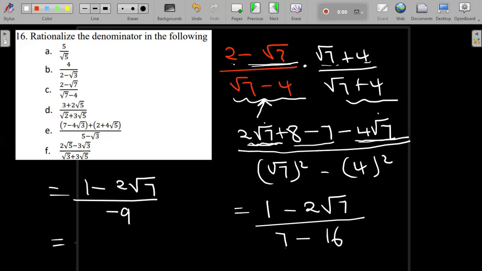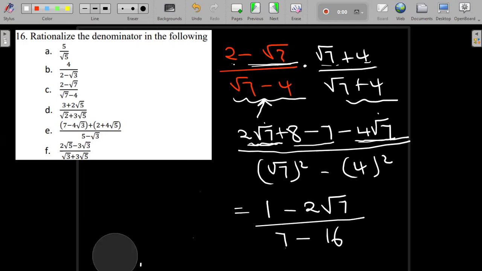Okay, so it means our final answer, you can leave it here if you want. You've rationalized the denominator. If you want, you can say divide by this minus 9 into the 1 and this minus 9 into the minus 2 root of 7. So you can also represent your answer like this, minus 1 over 9, and then plus 2 root of 7 divided by what? 9. Okay, so you can represent it like this or like that. Both of them are correct. Okay, so any questions there? All right, let's look at another one then.